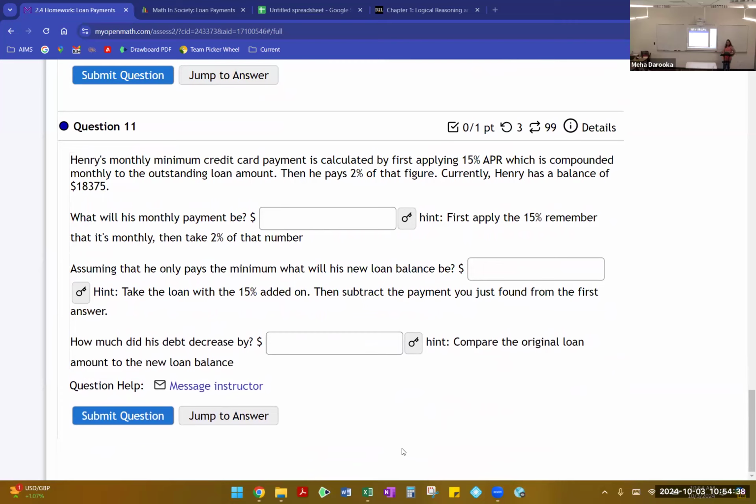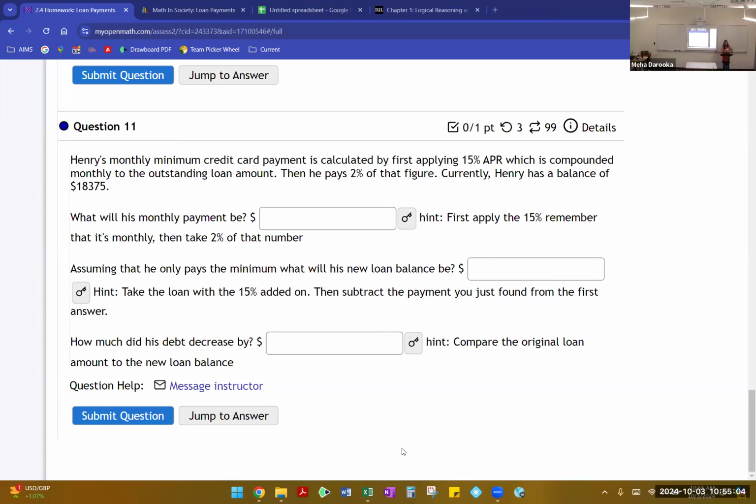Oh, why not? Number 11 looks scary enough. So let's take a look at this guy over here. This is talking about Henry's monthly minimum credit card payment, which is calculated by first applying 15% APR, compounded monthly. You will see this one is specifically telling us compounded monthly, whereas the example in the textbook was compounded daily. So make sure you're looking at those numbers.